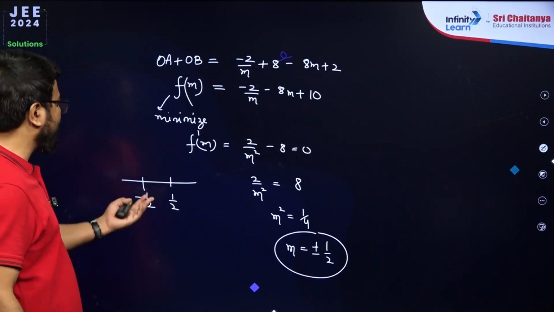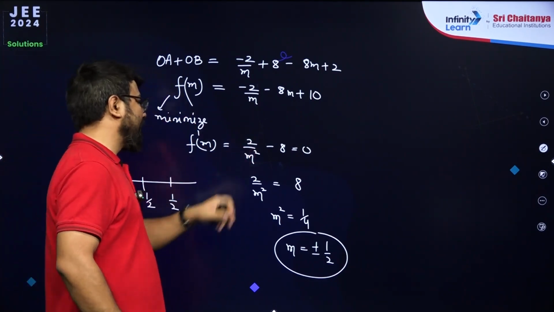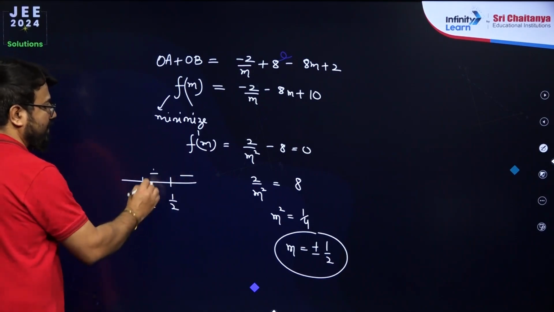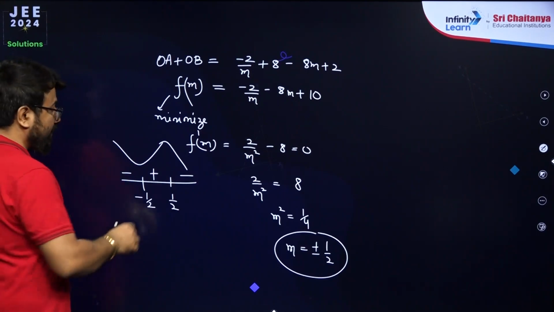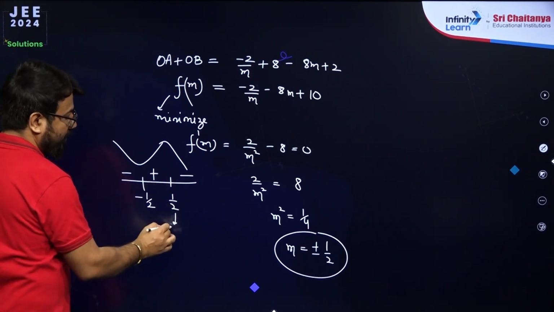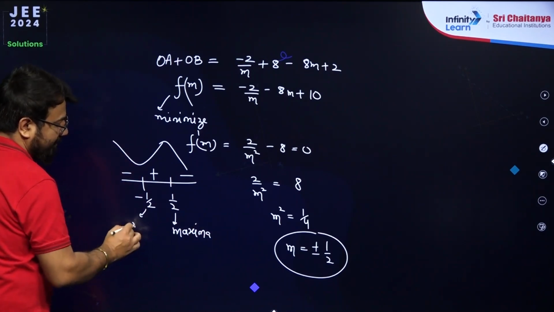If I place the value m as 0, can I? No. Can I place m as 1? Yes, I can place 1. And that is giving us the value of f dash as negative. So here it is decreasing to increasing and here it is increasing to decreasing. So this will be the point of maxima and this will be the point of minima.